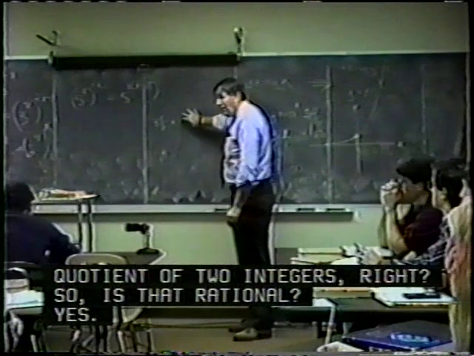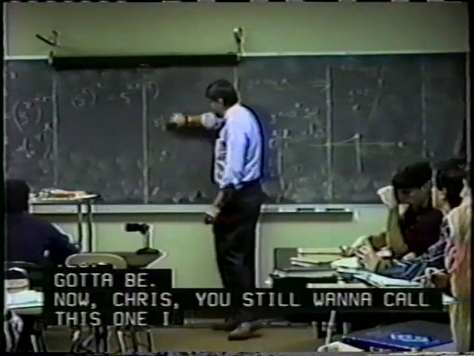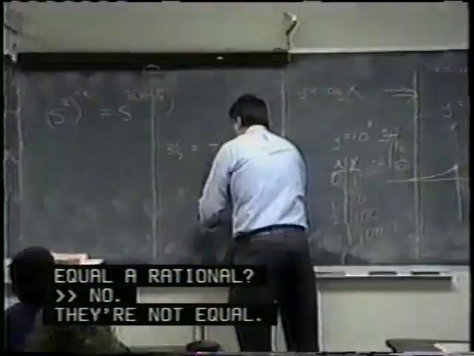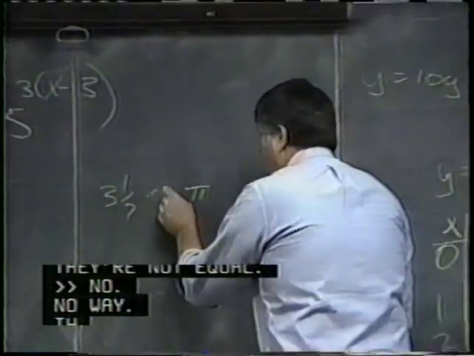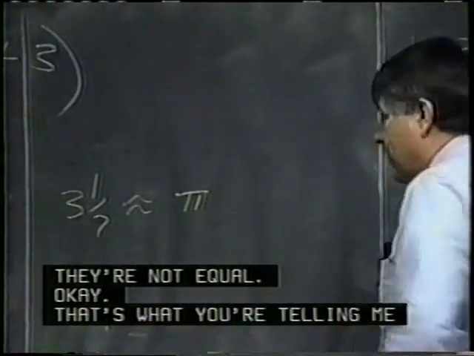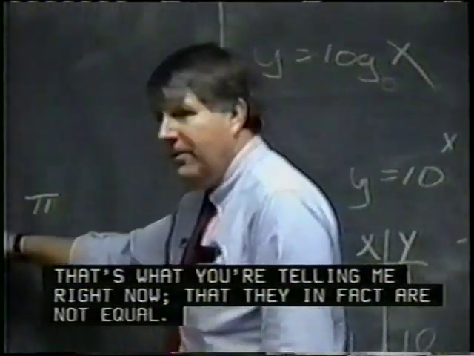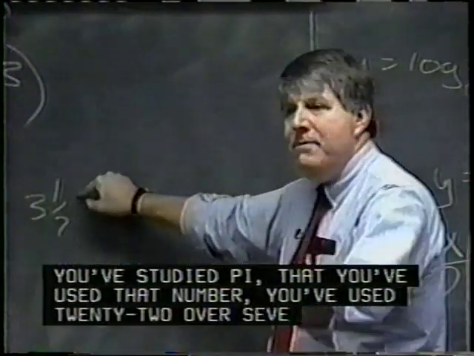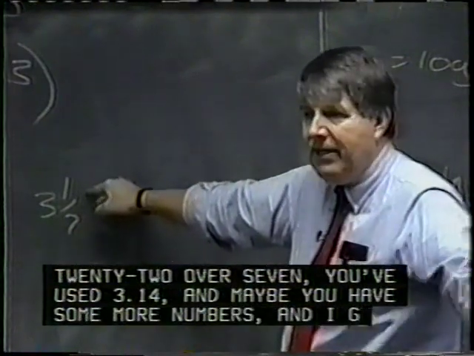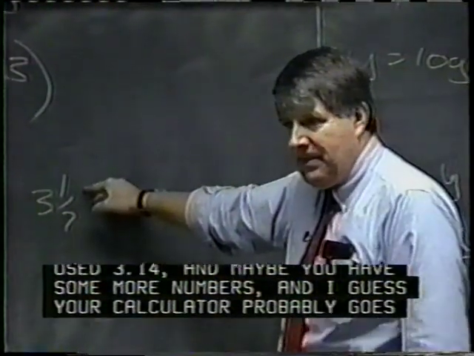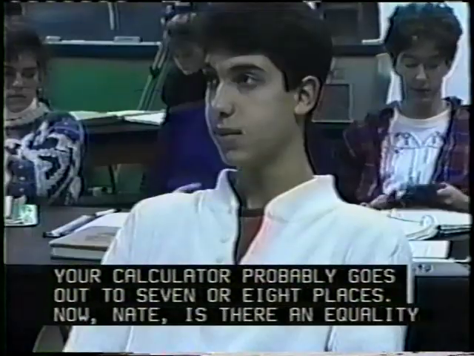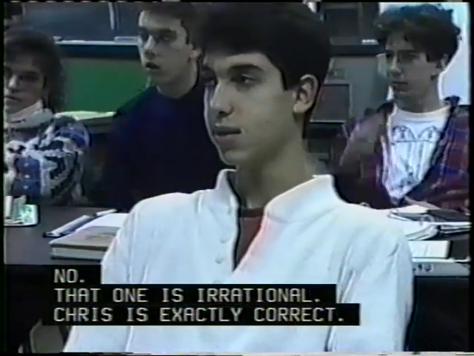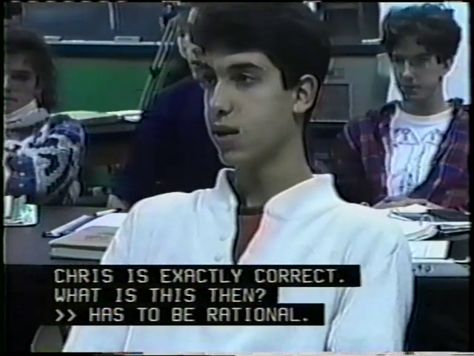Now, Chris, you still want to call this one irrational, don't you? Can an irrational equal a rational? No, they're not equal. Okay, that's what you're telling me right now, that they, in fact, are not equal. Now, Nate, I believe that as you've studied pi, you've used 22 over 7, you've used 3.14, and maybe you have some more numbers, and your calculator probably goes out to 7 or 8 places. Is there an equality between these two things? No. That one is irrational. Chris is exactly correct.